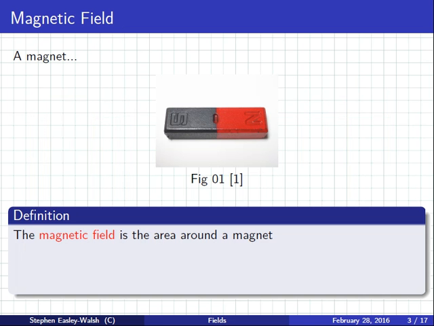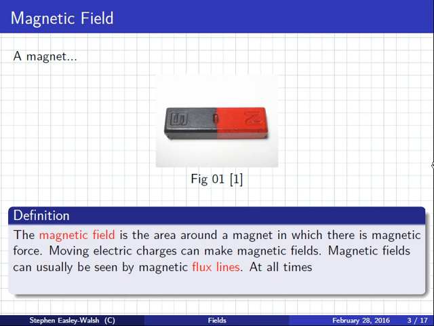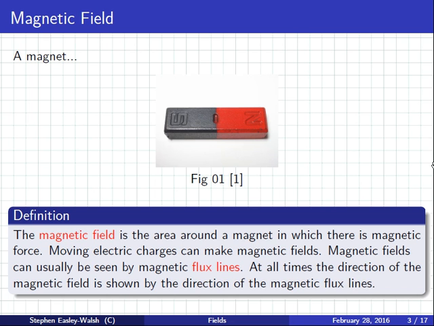So we have an electric field. So what exactly is a magnetic field? Well, it's really the same thing. It's the area around the magnet in which there's a magnetic force. Moving electric charges can make a magnetic field. Magnetic fields can usually be seen by magnetic flux lines. At all times, the direction of the magnetic field is shown by the direction of the magnetic flux lines. So in other words, it's a bit like an electric field. You have the lines around it where the force is, and the direction shows you which way the field is moving. We'll get to that in a minute.